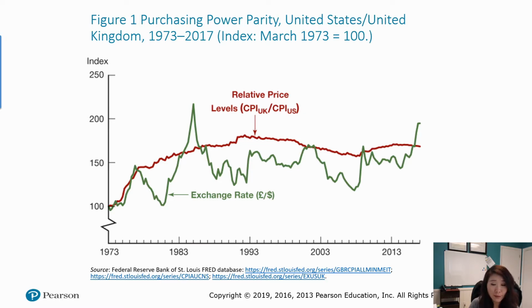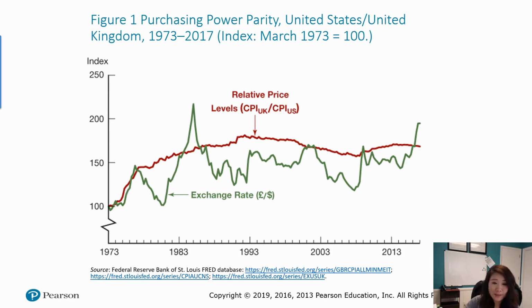So the exchange rate we are seeing here is not the real exchange rate. It is just the exchange rate you see in the newspaper. If you look at the changes, the red line is a relative price level. For the past 40 years, you will notice that the relative price level between the UK and the US actually goes up, which means the UK has relatively higher inflation than the United States.